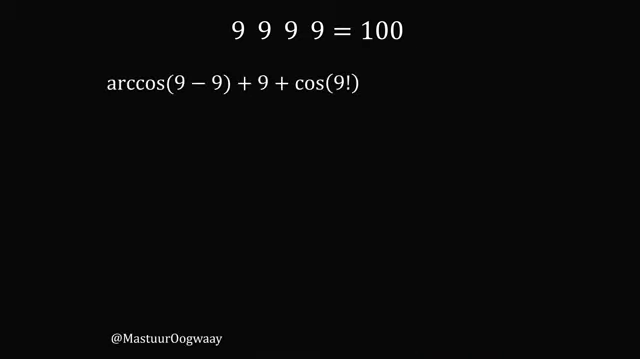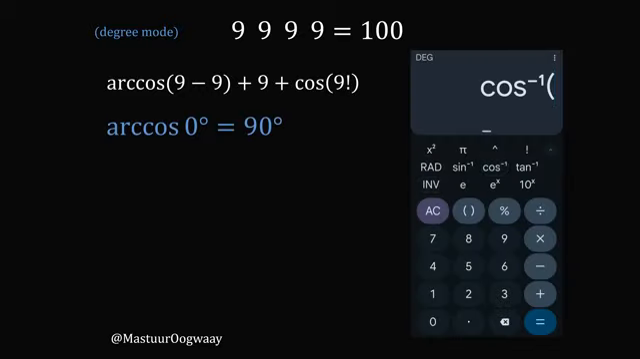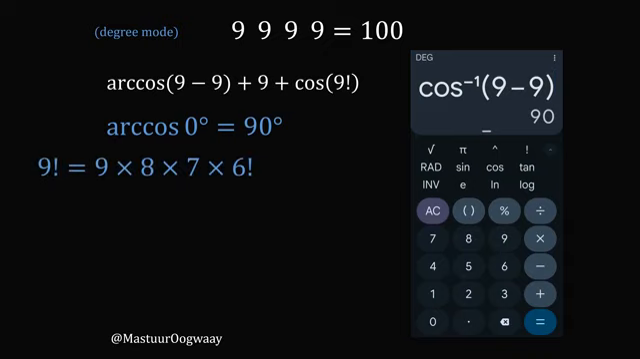Let's continue with the trigonometric solutions. We have the arc cosine of 9 minus 9, plus 9, plus the cosine of 9 factorial. Now for this solution, your calculator has to be in degree mode. So how does it work out? 9 minus 9 is equal to 0, and the arc cosine of 0 is equal to 90 degrees. We then have the cosine of 9 factorial degrees.